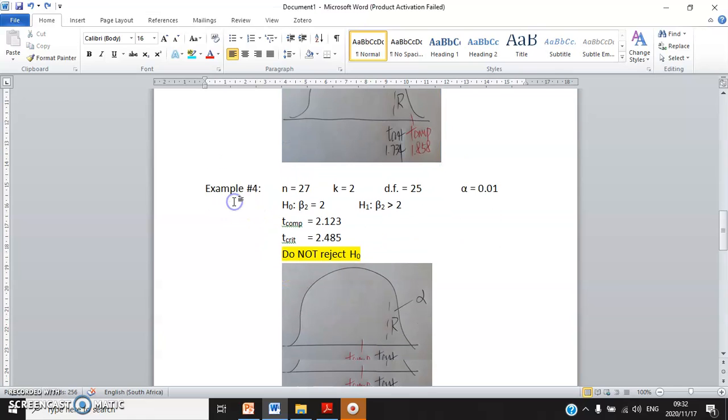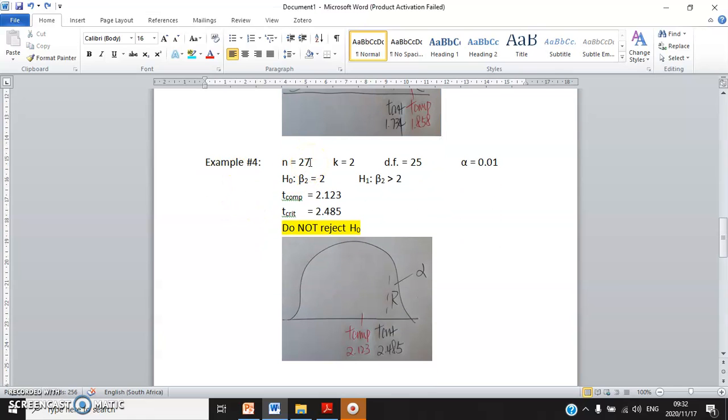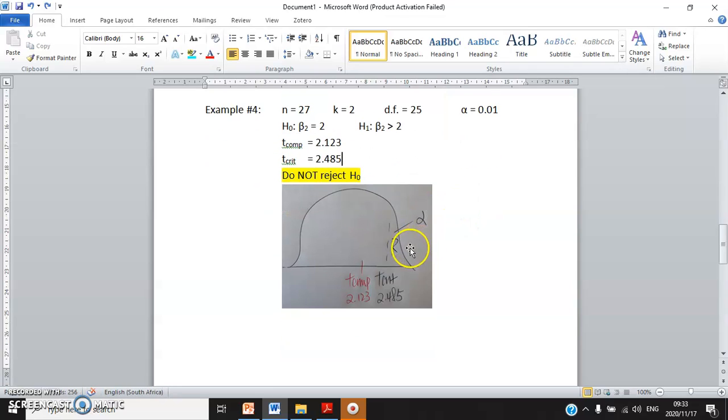Okay, let's look at the fourth question. Sample size, I change it to 27. K is 2, so degrees of freedom is 25. Alpha, I change it to 1%. Then I ask the one-sided right tail test question. Null hypothesis, do you think the true slope parameter is 2? Alternative hypothesis, do you think the true slope parameter is greater than 2? Computed t-stat, again, I give it to you out of friendliness, 2.123, and then the critical t-stat.